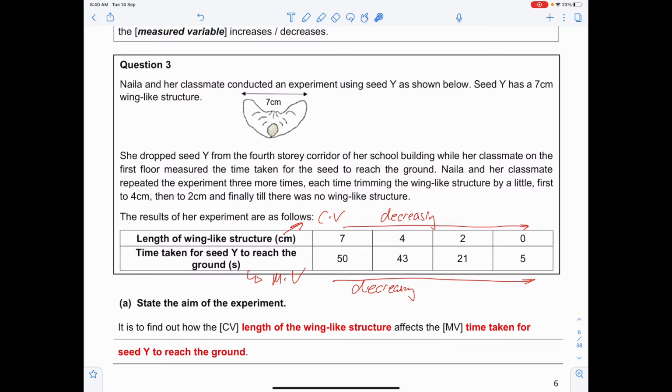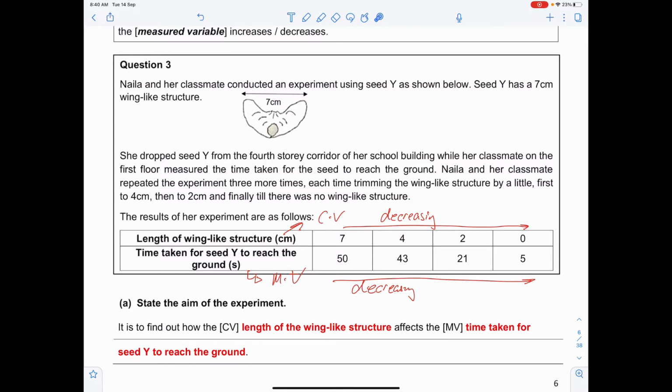So basically, first thing is to identify what is the change variable, like what I've done. The second thing is to identify the measured variable. And what you can do for yourself is draw an arrow so that you know which direction it is heading towards. So as you can see, when I read it from left to right, I know that it's decreasing. So I write the word decreasing.